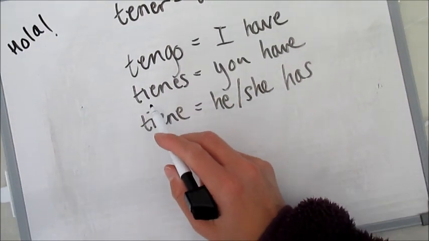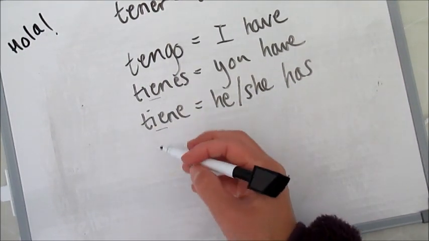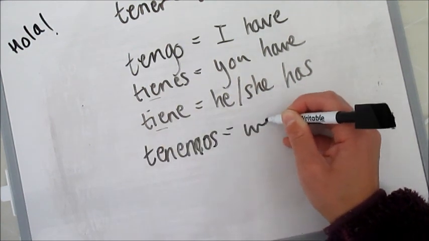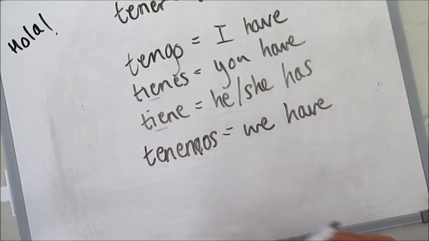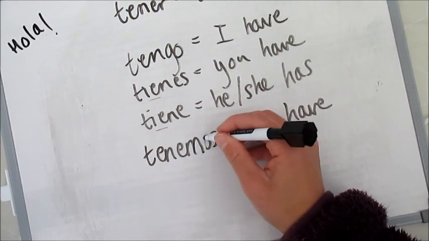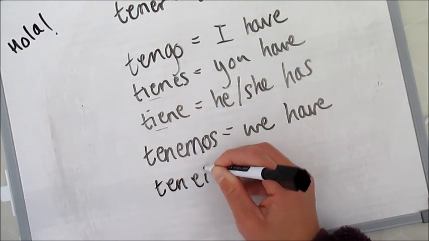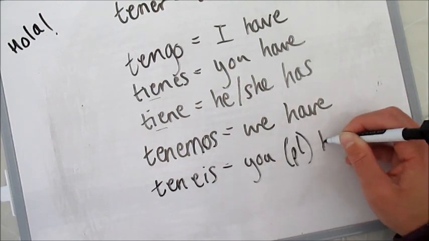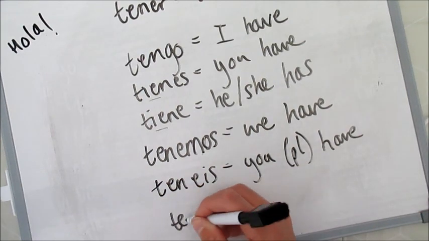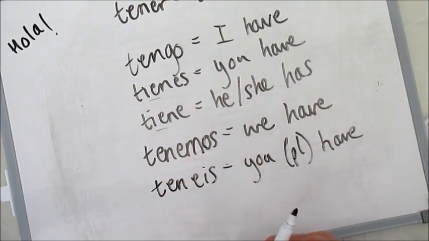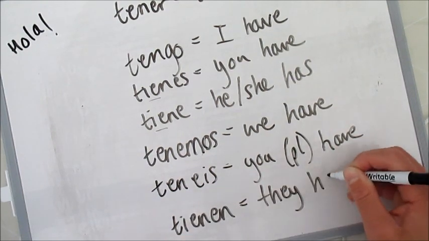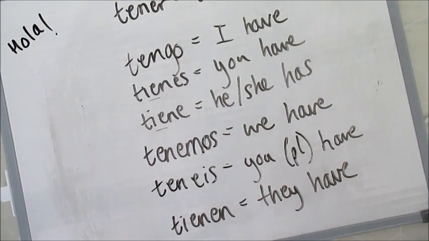And then you'll notice that here we've got the tien, but then it goes back for the we form. So tenemos, that is we have. Just make that a bit clearer, that's an M. So tenemos is we have. Tenéis is you plural, so you all have. And then tienen is they have. Okay, so pause the video, write that down.